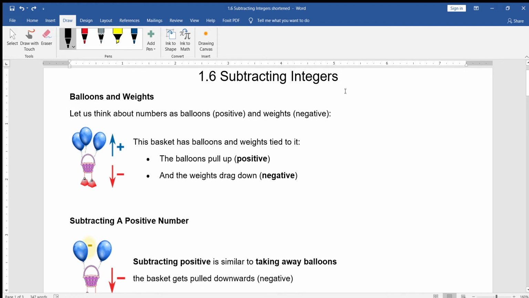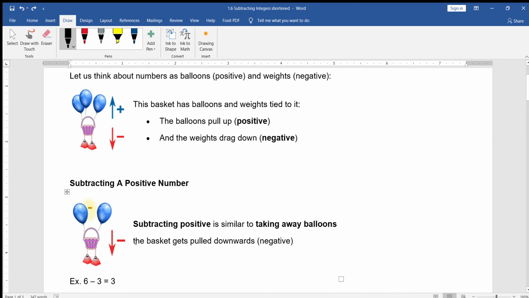Okay, so think of an example. Think of numbers as balloons and weights. Balloons are positive and weights are negative. So we have a basket that has balloons and weights tied to it. The balloons here represent the positive and the weights represent the negative.